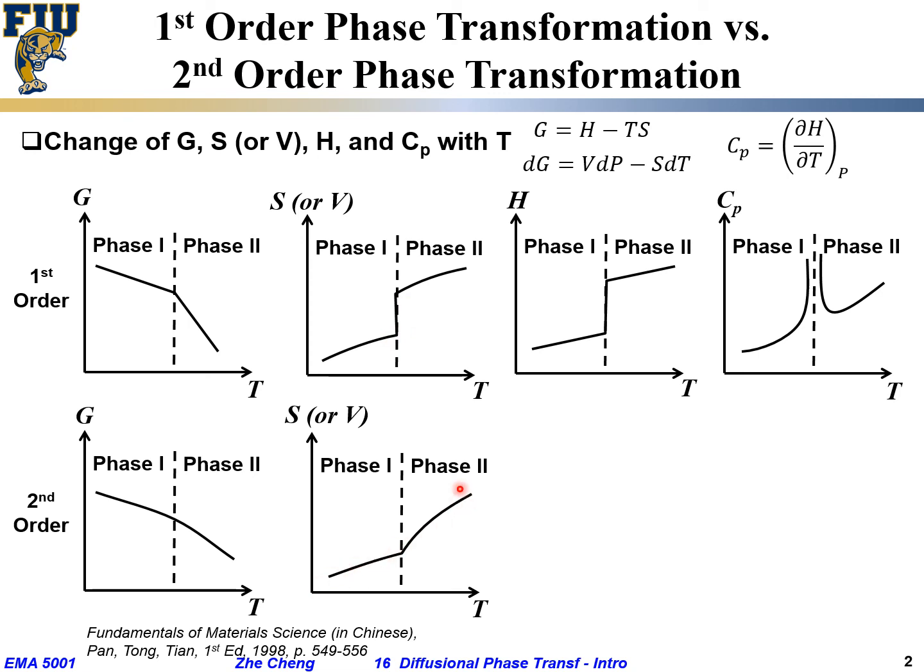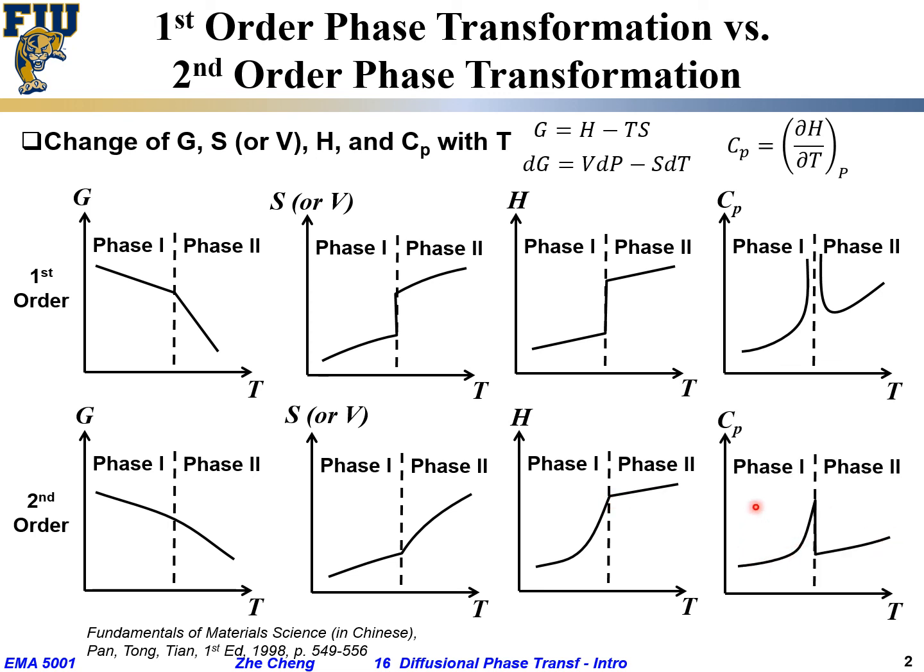Except there may be a sudden change in the slope, which is representative of the heat capacity sudden change. So because of this, the enthalpy would also be continuous in this process. But as we look at the heat capacity at the phase transformation temperature, there would appear to be a large change in this heat capacity for the system.